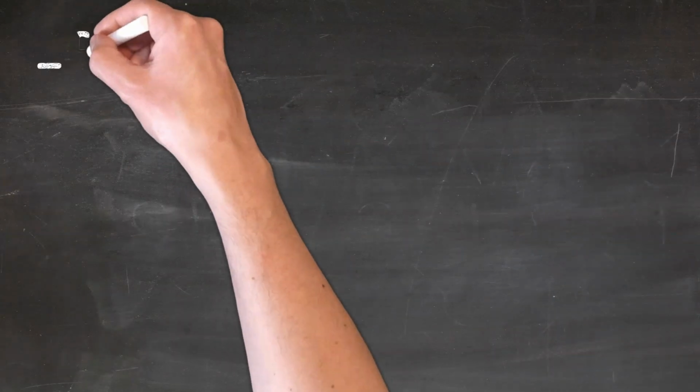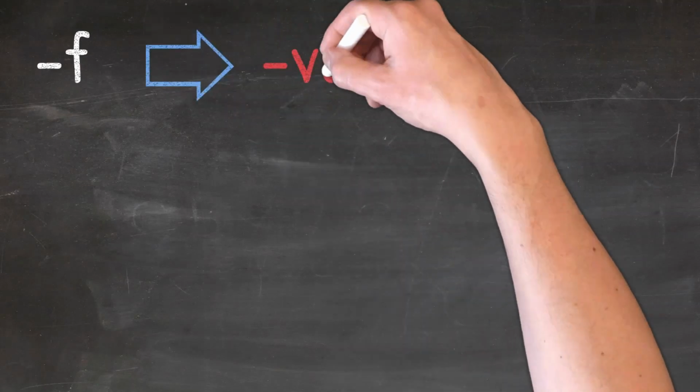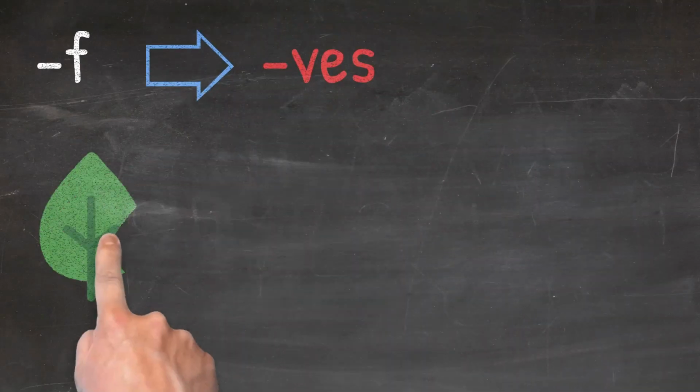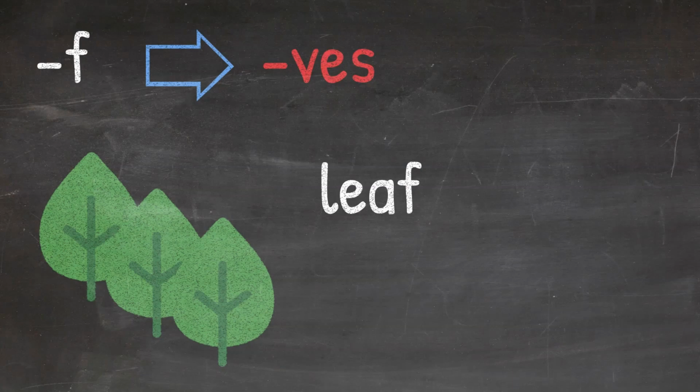Nouns that end with f lose the f and add ves, like leaf becomes leaves.